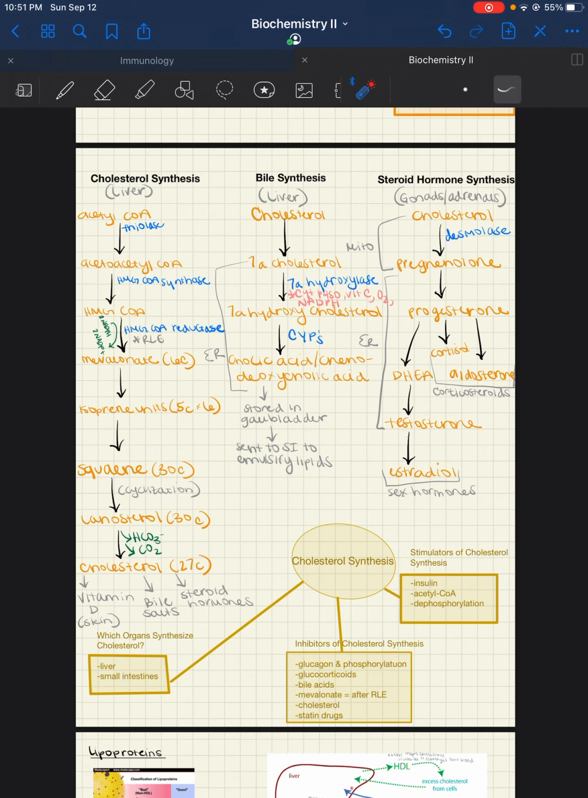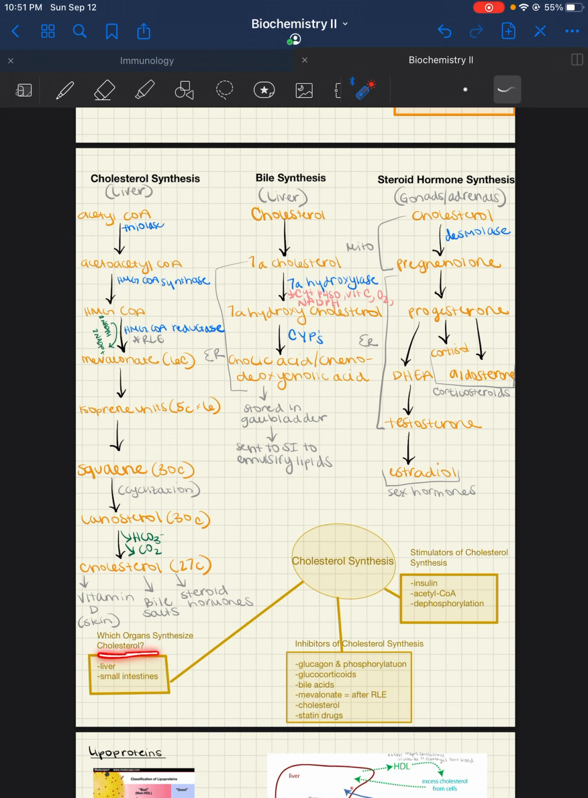Mevalonate inhibits cholesterol synthesis, because if this is high, this means that we don't need to do the reaction. Obviously, cholesterol will inhibit cholesterol synthesis because this is what we're trying to make. If we have it, we don't need to make more. And statin drugs inhibit HMG-CoA reductase to lower cholesterol.